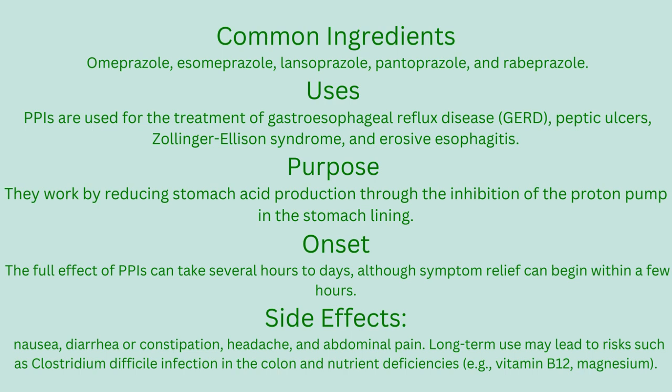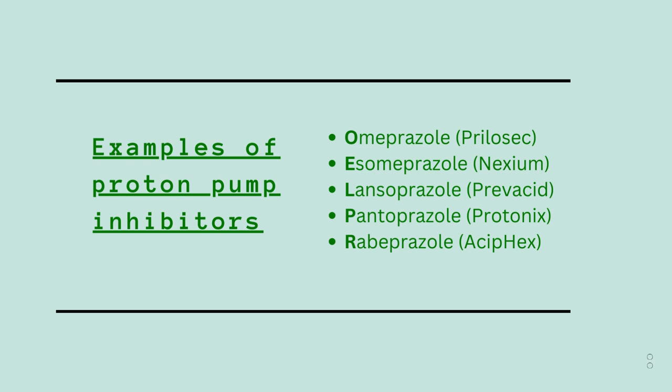Purpose: they work by reducing stomach acid production by inhibiting proton pumps in the stomach lining. Onset: the full effect of PPIs can take several hours to days. Side effects: nausea, diarrhea or constipation, headache, and abdominal pain. Examples of proton pump inhibitors: omeprazole, Prilosec, esomeprazole, Nexium, lansoprazole, Prevacid, pantoprazole, Protonix, rabeprazole, AcipHex.